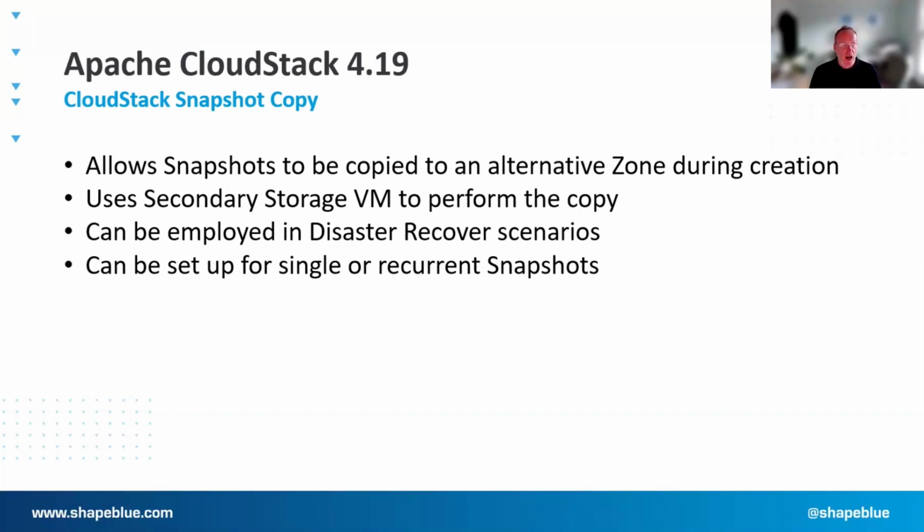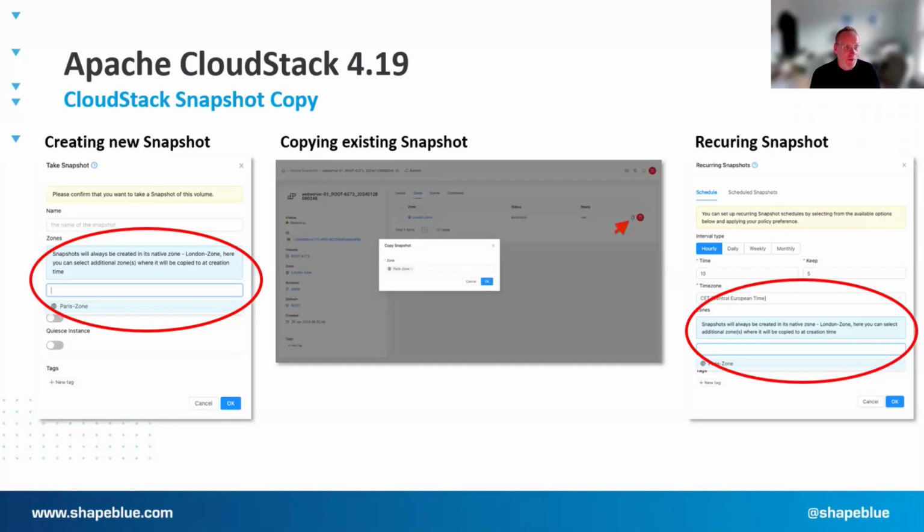I mean, it's not a lot to see. That's taking a new snapshot on the left. You've just now got this new option where you can also copy it to a zone. For recurring snapshots, the same, or you can go and press a button and copy an existing snapshot. So you end up with a copy of that snapshot in a second zone, second availability zone. So that's opening up a lot of stuff around disaster recovery as a service.